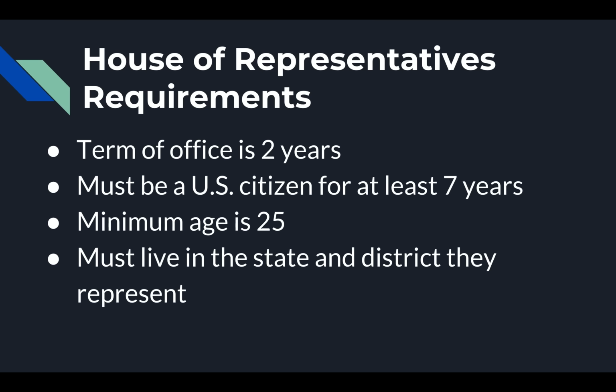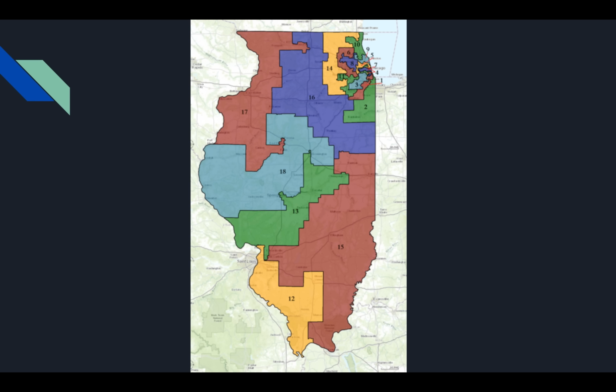And also, a representative must live not only in the state that they represent, but also in the district they represent. So going back to that map here, if someone wants to represent the 15th district here, they have to live in the district. They can't live over here in the 13th district and say, hey, I'm going to run over here. They've got to live within the district, within the state that they want to represent.